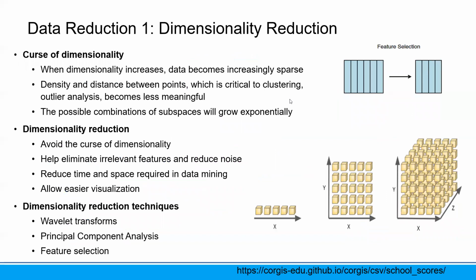So first, let's deal with the dimensionality reduction. What does it mean by dimensionality reduction? There's a term, curse of dimensionality. What does it mean by curse of dimensionality? It is when the dimensionality increases, the data becomes increasingly sparse. Do you know sparse?